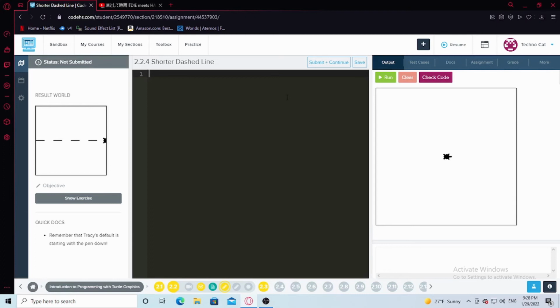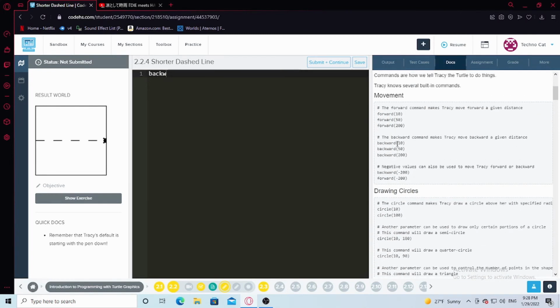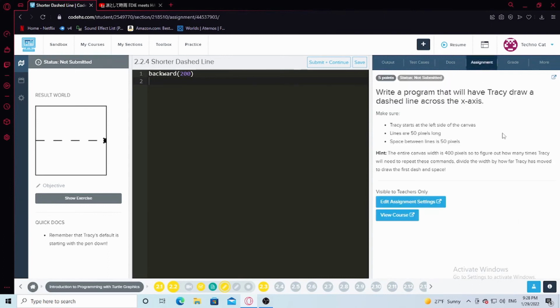So, since Tracy's in the center, we want her to go all the way back to as far west as possible. So we're going to use the backward command, okay? Backward, and then we need her to move back 200 pixels. Remember, no semicolon in Python. And when she's backwards, let's see the assignment. The lines are 50 pixels long. So, before actually going backward, let's do the pen up so she doesn't draw when she's going back. But then when she's all the way back, we're going to do pen down.